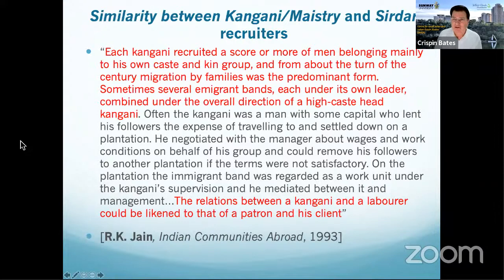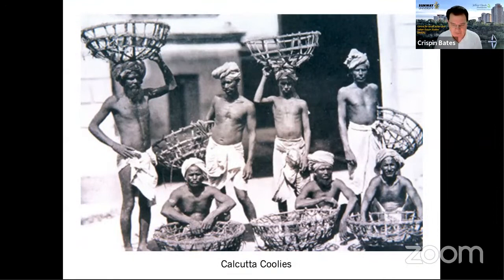The Sirdar recruiters were very similar in their methods to the Kangani and Maestri recruiters who took laborers to Malaysia and Sri Lanka. R.K. Jain, who has done one of the most detailed studies of migration to Malaysia, wrote, "Each Kangani recruited a score or more of men belonging mainly to his own caste and kin group. And from about the turn of the century, migration by families was the predominant form. Sometimes several emigrant bands, each under its own leader, combined under the overall direction of a high caste Kangani." This is just a picture of a group of migrants.